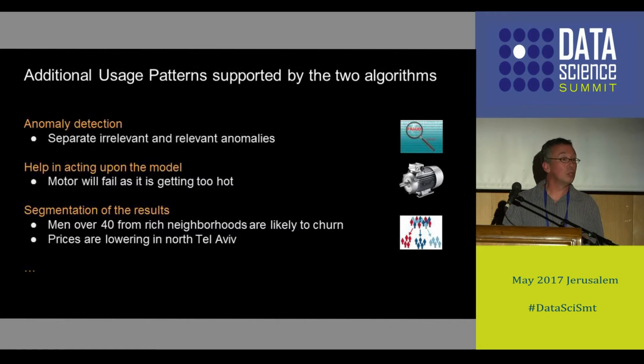I think it's crucial for anomaly detection. In anomaly detection, there are many reasons why something is an anomaly. I want to separate the irrelevant and relevant anomalies. I already mentioned helping to act upon the model. It's also very effective in terms of segmentation and so on.